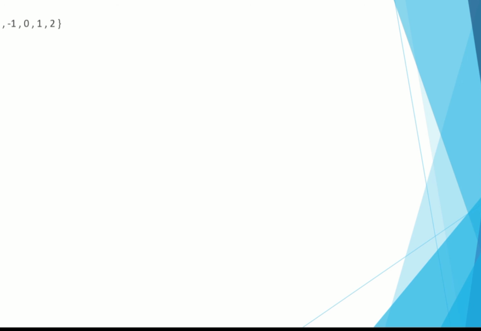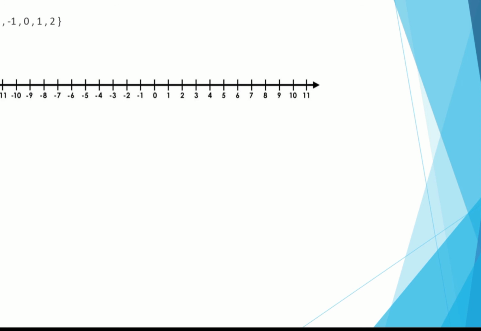Exercise 2. The set of negative 2, negative 1, 0, 1, and 2, represent on the number line. So the first step, I draw the number line, and then I mark the numbers negative 2, negative 1, 0, 1, and 2, and draw the line between them.